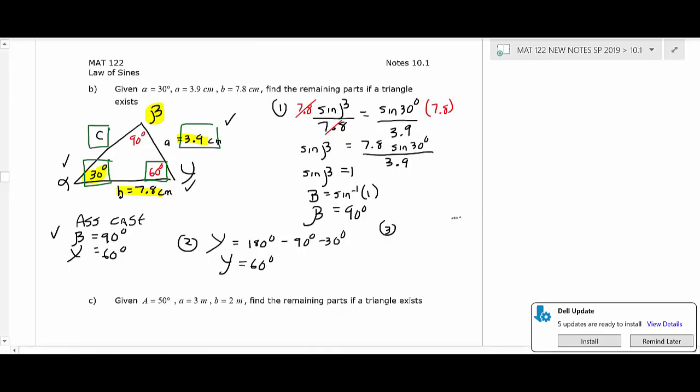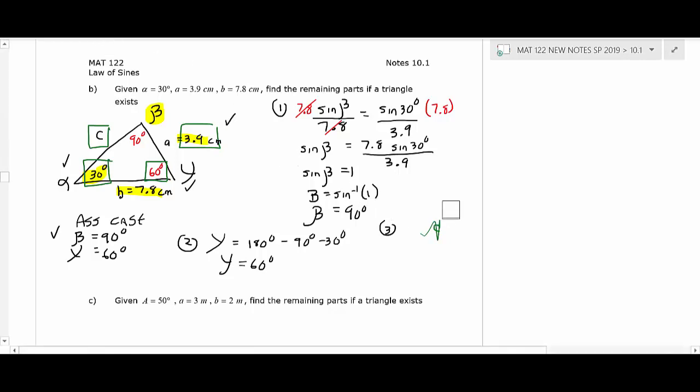Okay, so by the law of sines, what I would have, I don't want to install this. Go away, Dell. So let's see, we're going to do C over sine 60. So let's get that set up. So C over sine 60 degrees is equal to, and then we're going to do 3.9 over the sine of 30 degrees. Okay, so I'm ready to solve this.